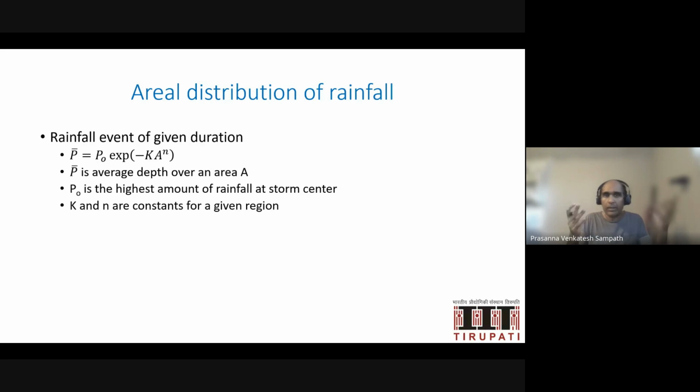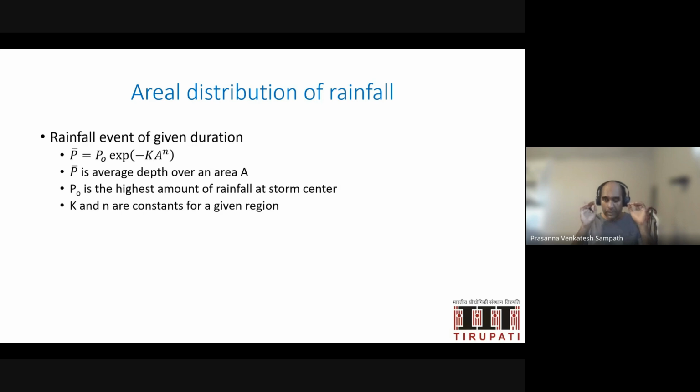some kind of an empirical equation, P bar, which is the average, equal to P naught. I'll explain what P naught is. P naught times e to the power minus k into A to the power n. Okay. Now, this P naught is the highest amount of rainfall received at the storm center, right?